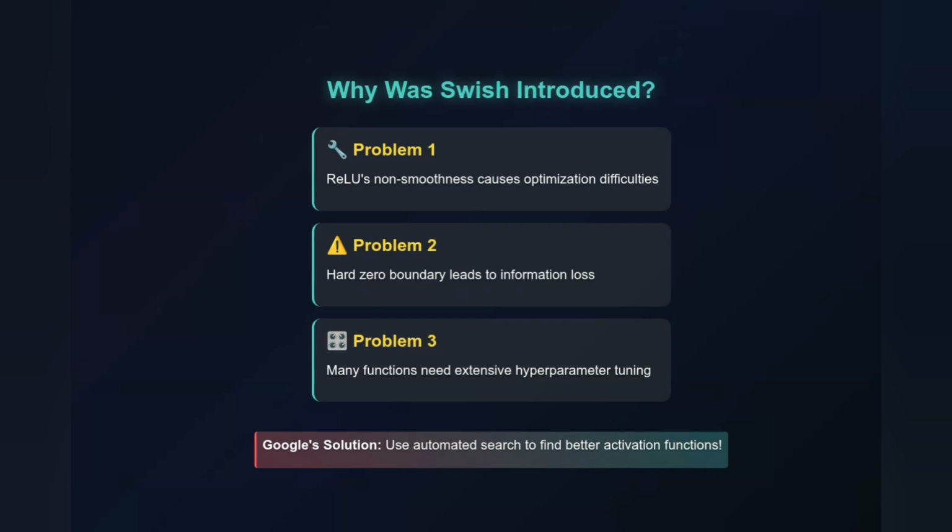Google researchers weren't just trying to create another activation function. They had specific problems to solve. Problem 1. ReLU's non-smoothness can cause optimization difficulties in very deep networks. Problem 2. The hard zero boundary in ReLU can lead to information loss. Problem 3. Many activation functions require extensive hyperparameter tuning. Their approach was brilliant. Use automated search to find better activation functions, and Swish emerged as the winner. It consistently outperformed ReLU across multiple tasks and architectures.